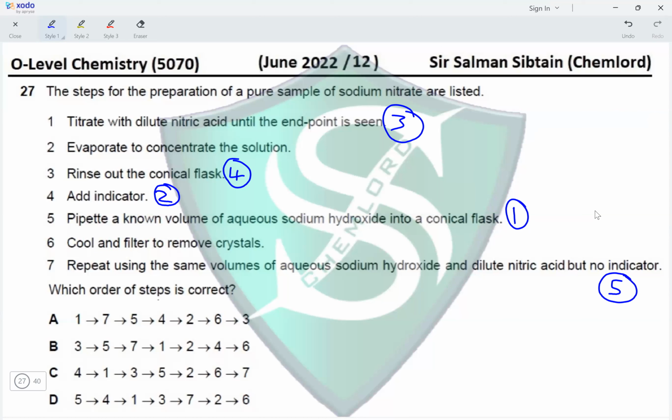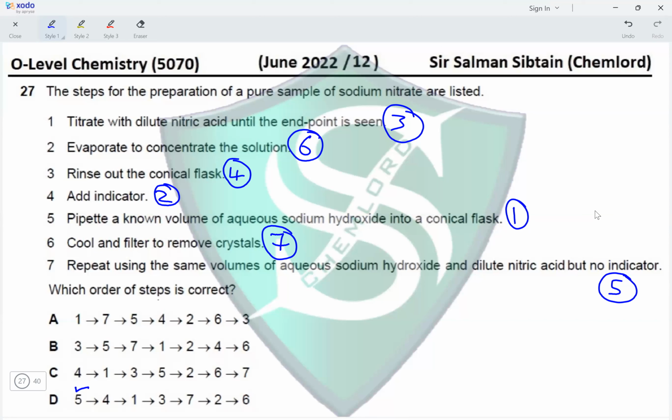And then what do we do? We evaporate to concentrate the solution. Yes, to form crystals. And then cool and filter to remove crystals. Yes, this is our last point. So which order of steps is correct? So step one should be five. So A has one, B has three, C has four, D has five. So automatically D should be our answer.